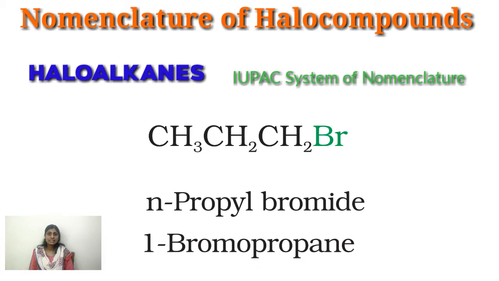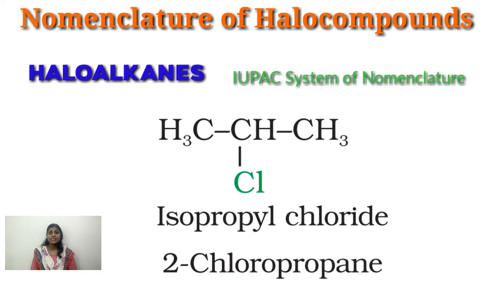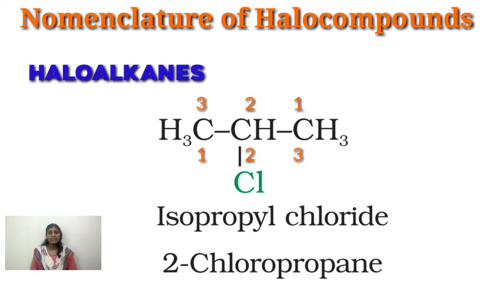So for the first case, that is CH3CH2CH2Br, the halogen is bromine and the alkane is propane. Here we have to mention the number of the carbon atom which is attached to the halogen atom. That is, here the carbon number is 1. So the IUPAC name of the above compound is 1-bromopropane. Second one, CH3CHClCH3. Here the alkane is propane and the halogen is chlorine. The carbon number here is 2.